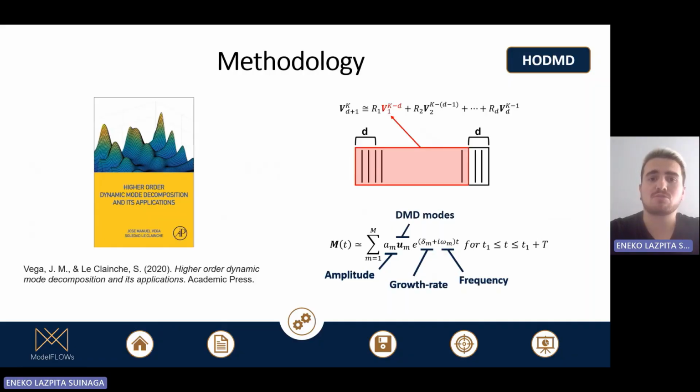Briefly, I wanted to also introduce you to the methodology of this algorithm, where we apply a sliding window to obtain the DMD modes, which are associated to an amplitude A, can decay, grow, or stay the same in time, depending on its growth rate, delta, and also can oscillate in time depending on the frequency omega. On the left, you can see a book where you can find a more deeply explained methodology of this algorithm, or you can also go to our video that is more centered on the mathematics of the different algorithms that we explain.